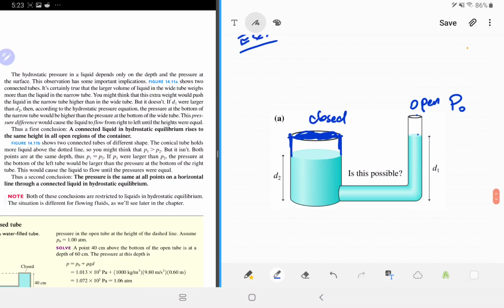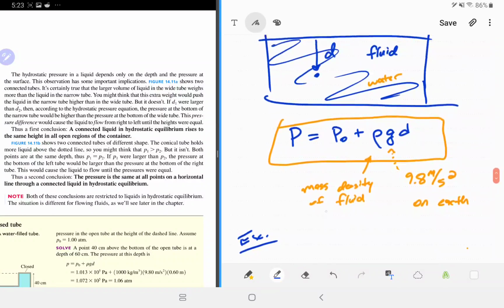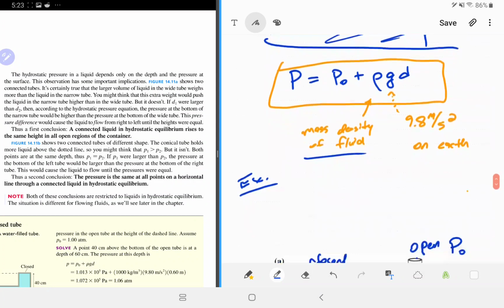Why? Well, if we go back to this formula, so this is the mass density of the fluid. Rho for water is 1,000 kilograms per cubic meter. Rho for air is only about 1.2 at sea level kilograms per cubic meter, which actually is kind of big if you think about how big your apartment is. The air weighs more than you might think it would.